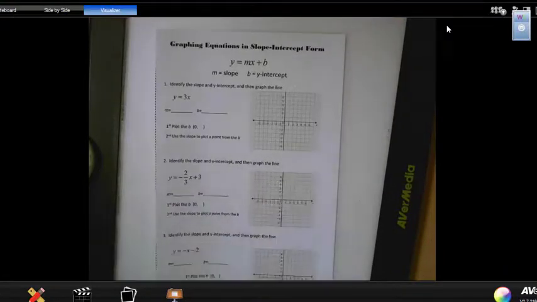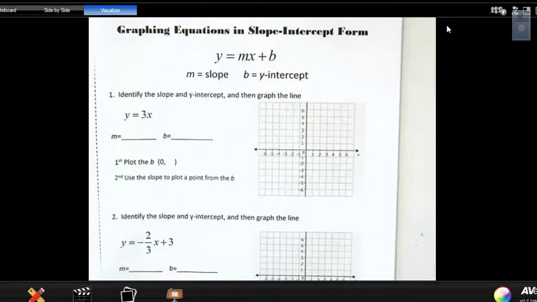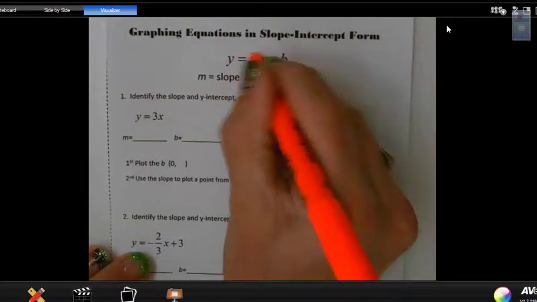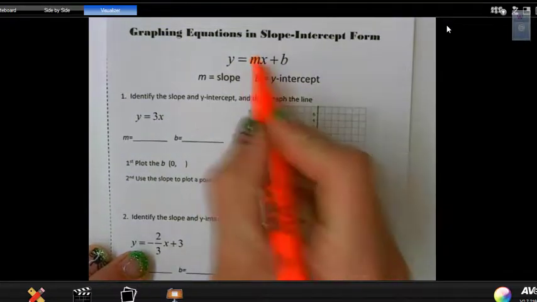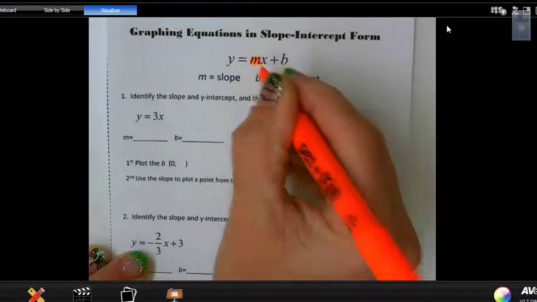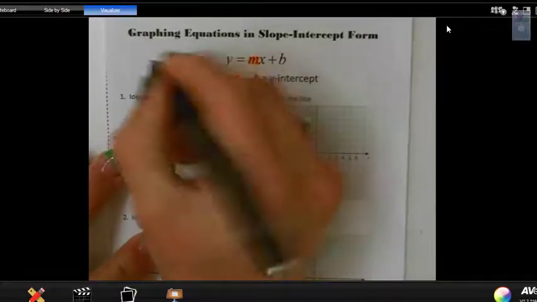And there was a reason why I just kept this sheet non-colored, because we are going to use color on our notes to help us identify the different parts of the equation. So I'd like you to either use a highlighter or colored pencils, and I'm going to use the color orange for slope. So I'm going to highlight the M, y equals mx plus b, slope-intercept. So the M represents the slope, whatever coefficient is in front of that x. So I'm going to highlight the M, and I'm going to write that word coefficient.